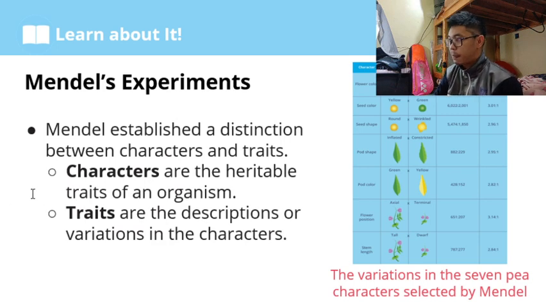Now, in his experiment, makikita natin yung terms na characters and traits. Mendel established distinction between characters and traits. So, when you talk about character, these are hereditable traits of an organism. Ito na yung characters ng mga parents na posible, no? Kasi hereditable sila. Ito yung mga traits. Hereditable traits na makukuha ng parents nila.